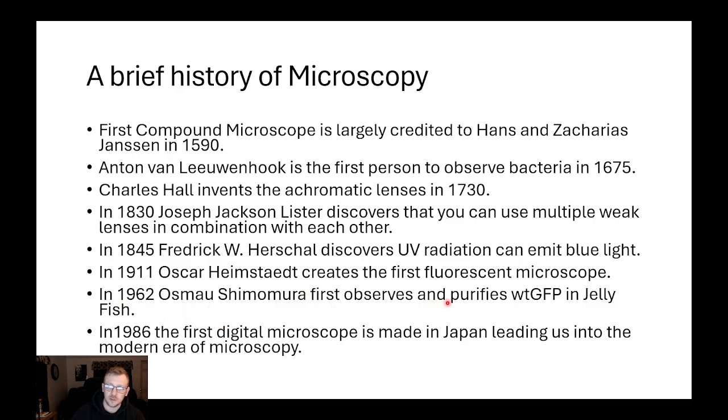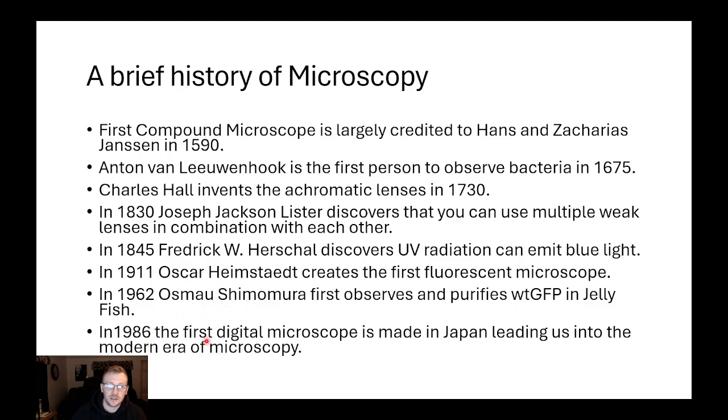This was probably the single greatest discovery in all of microscopy, the discovery and purification of wild-type GFP in jellyfish. This discovery changed the game completely and made it so that we can not only image things easier, but we can also genetically encode things to be fluorescent and allow us to look at it. We're going to go over GFP and fluorophores in more detail later, but this is really kind of the birth of the modern era of microscopy.